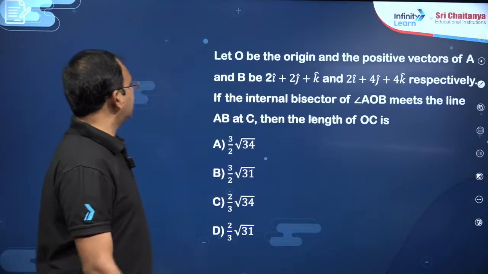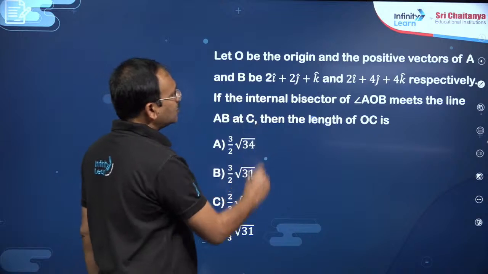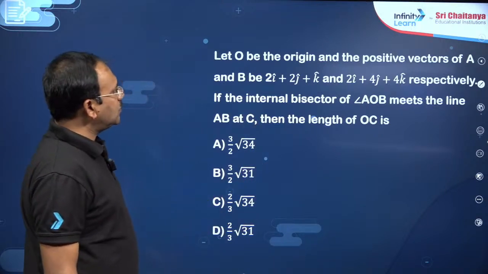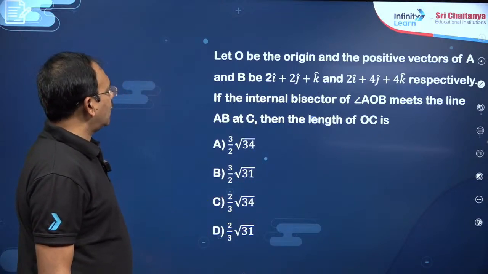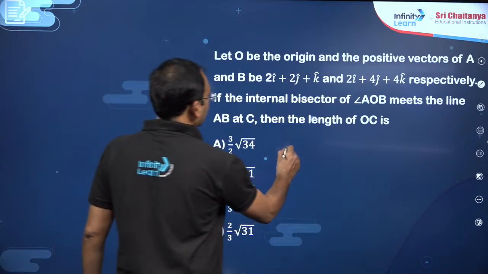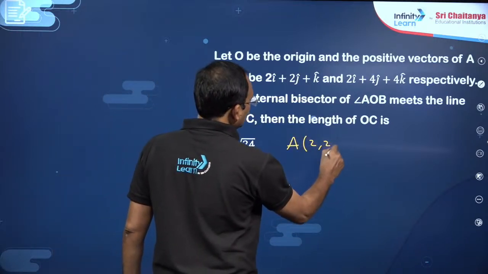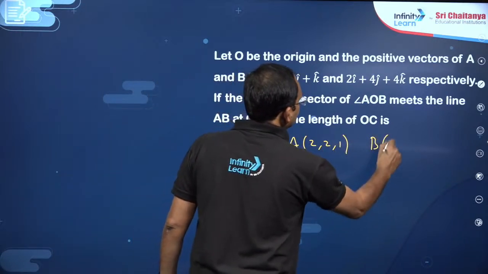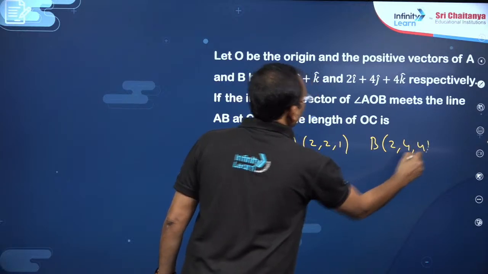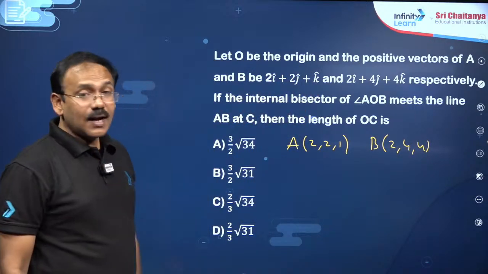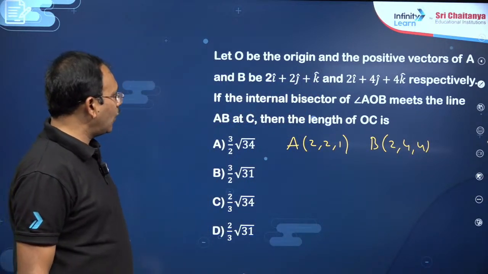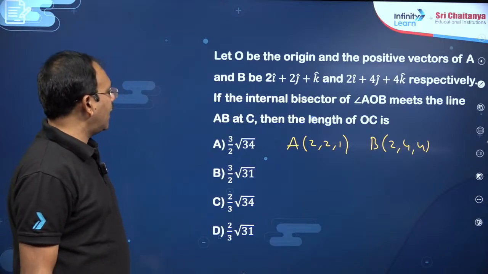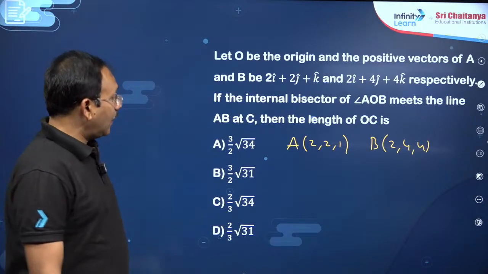You can write here, let O be the origin and the position vectors of A and B are given. So the point A is given as (2, 2, 1), point B is given as (2, 4, 4). Then the internal bisector of angle AOB meets the line AB at C, then the length of OC.